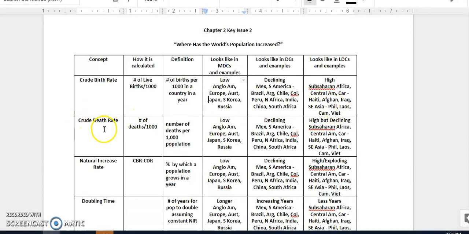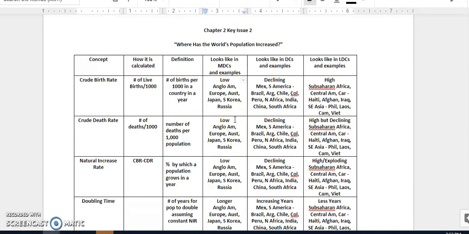Next is crude death rate. Crude death rate is the number of deaths per 1,000 in your population. This is calculated by the number of deaths divided by 1,000. And again, what does this look like in the stage 4 MDCs? We see this again on the demographic transition model.